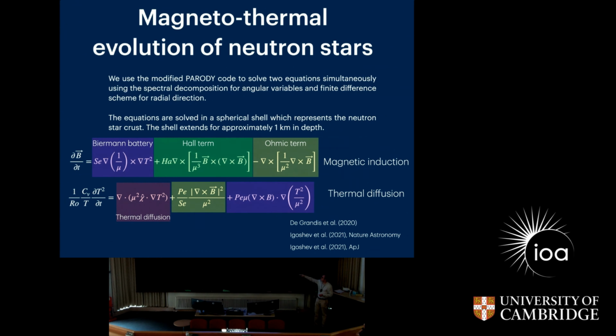And the most tricky term, even though it might be surprising, is the thermal diffusion term. Again, heat is transported easily along the magnetic field lines because it is transported by electrons. So diffusion is most efficient in the direction along the magnetic field lines and is inhibited in the direction orthogonal to the magnetic field lines.